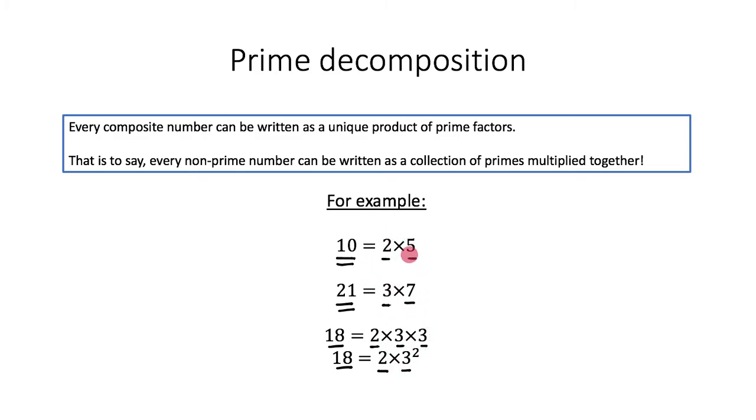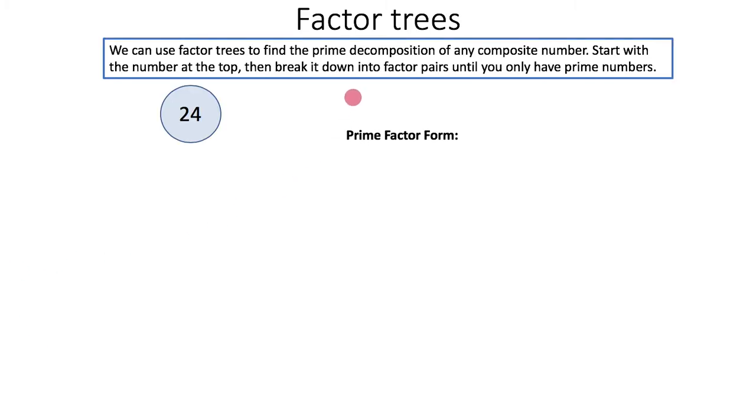Now, how can we get these prime decompositions? And that's where we're going to learn about factor trees. We can use factor trees to find the prime decomposition of any composite number. Start with the number at the top, then break it into factor pairs until you have prime factors. So until you have prime numbers. So we're trying to get our prime decomposition. Another way we could say this is that we're trying to get it into prime factor form, and you're going to see what I mean very soon by that.